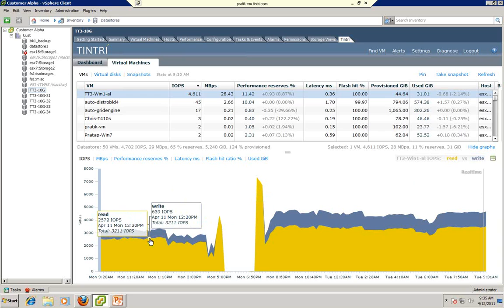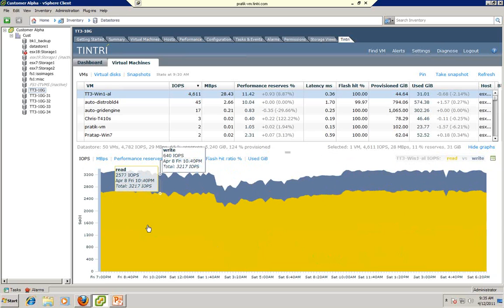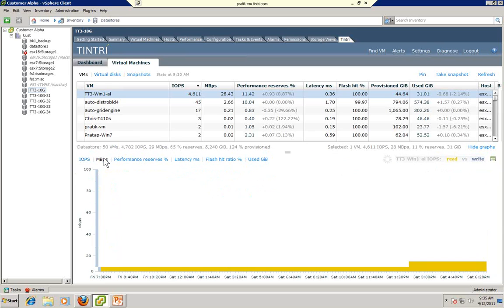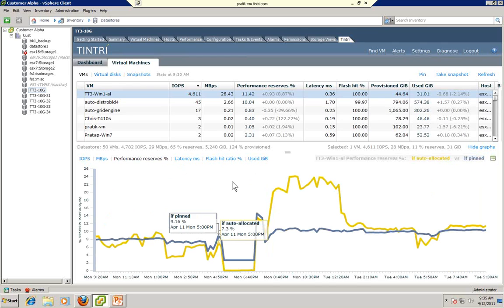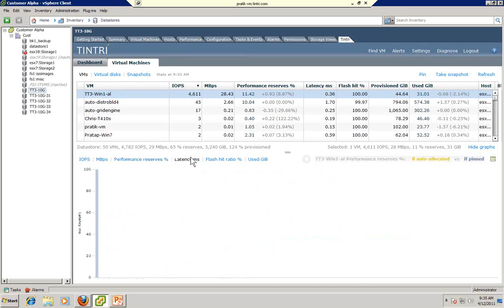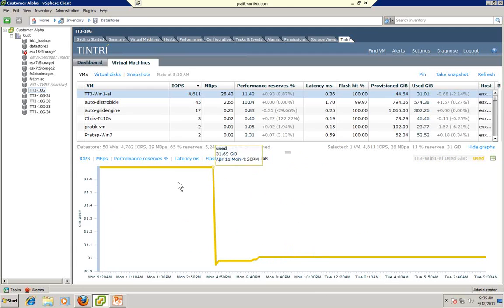So in this particular case, you can look at the IOPS that are coming out for this particular VM. You can scroll back over 7 days. You can look at the throughput this VM was seeing, performance reserves that it's consuming over time, latency, how much of it is being serviced out of flash, and how much capacity is being consumed.